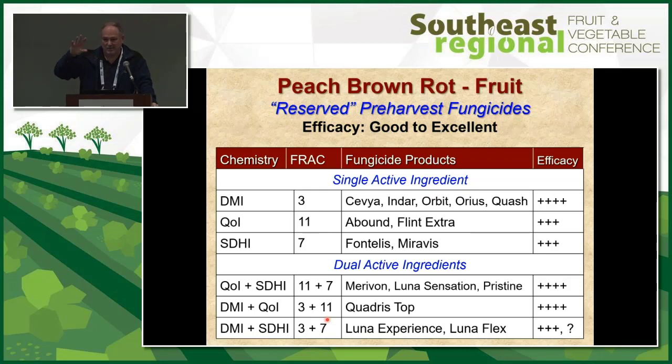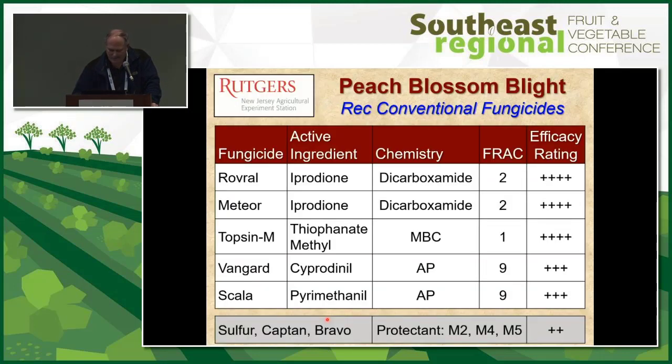Use all three chemistries, alternating or in mixtures, whatever it takes for resistance management reasons. So we're going to try not to use these up front, during bloom, since it's the same epidemic, the same pathogen from blossom blight all the way through harvest. Here's what I recommend for blossom blight. We have Rovral and Meteor, which are both iprodione, the same active ingredient, a dicarboximide chemistry, with excellent efficacy. Topsin M is another material that also has excellent efficacy, and it's a different chemistry. And then we have Vanguard and Scala, which are both AP fungicides.